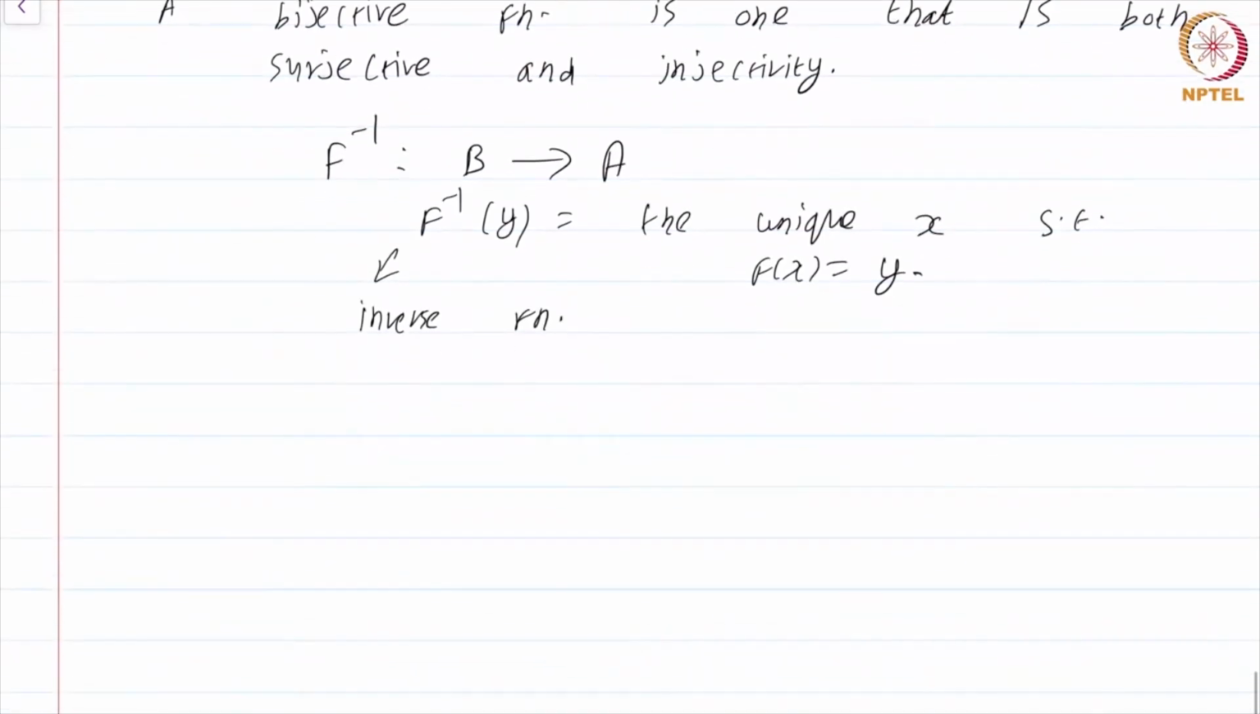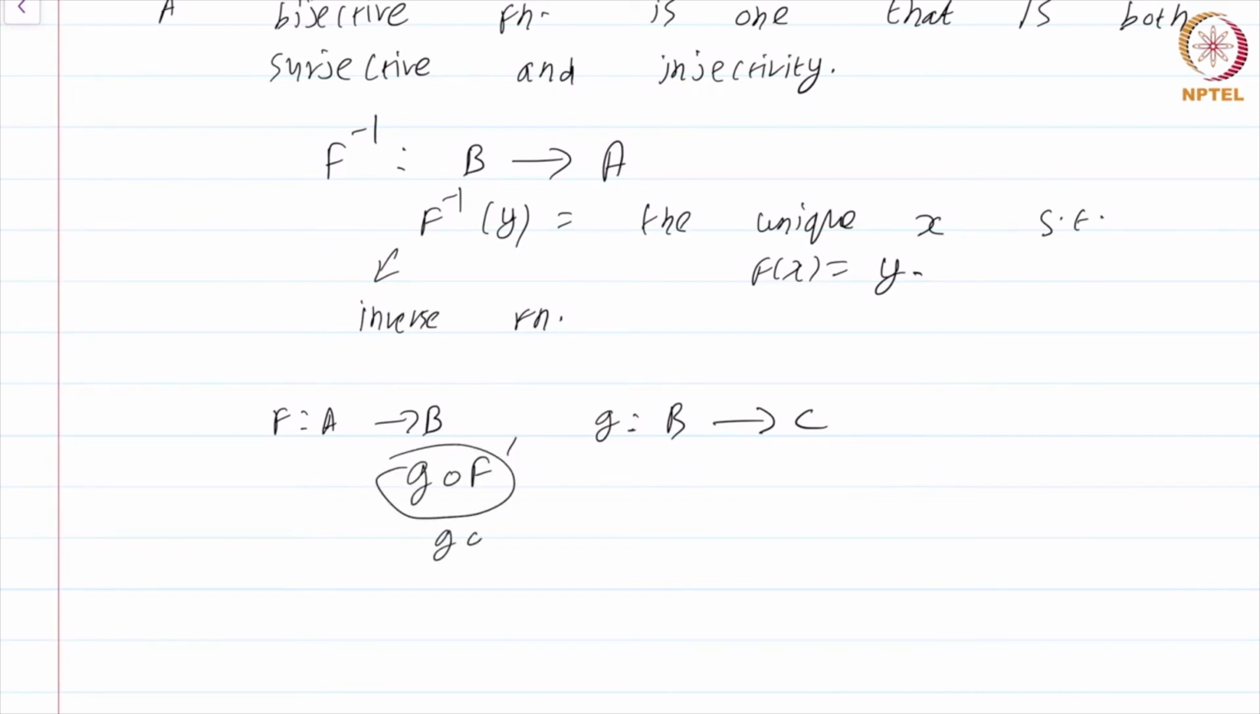Okay. It's also an inverse in the exact sense that I'm going to describe now. Given a function f from A to B and a function g from B to C, we can compose these functions. Written g circle f, which we read as g of f, g o f.